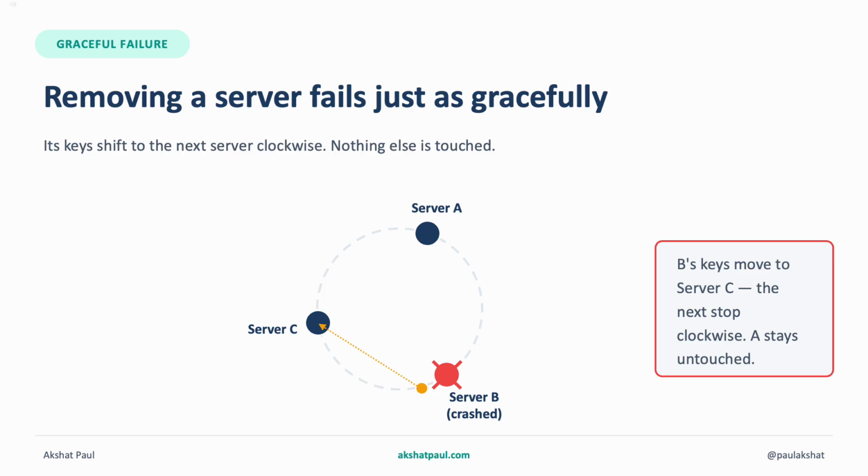In a naive hash mod n system, losing one server changes n, which reshuffles almost everything at the worst possible time, while you're already down a server. With the ring, failure is local. Only the failed node's immediate neighbor picks up the slack. That's exactly the kind of graceful degradation interviewers want to hear you describe.